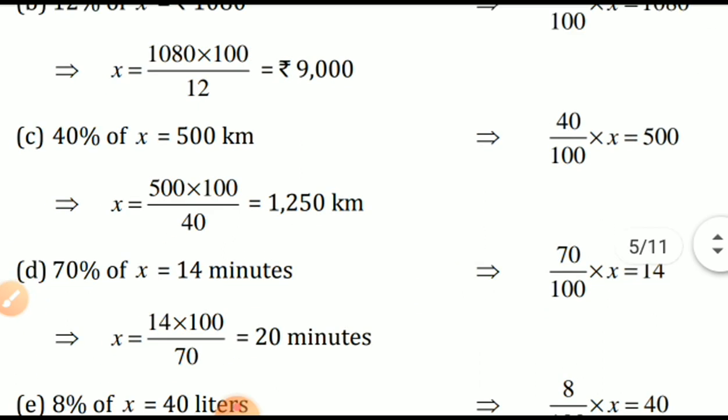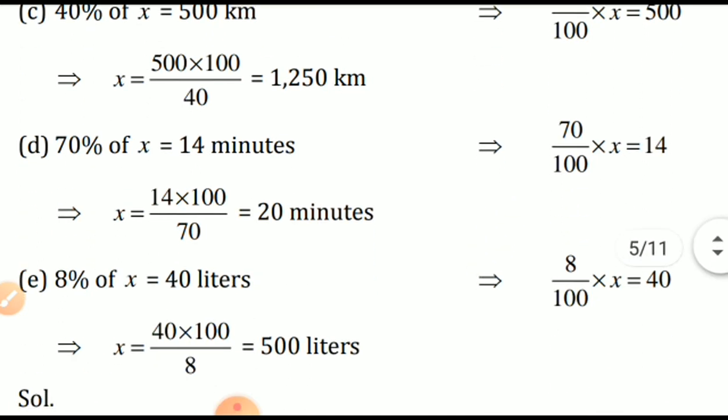D. 70 percent of x is equal to 14 minutes. So 70 upon 100 multiplied by x is equal to 14. x is equal to 14 into 100 divided by 70, which will give you 20 minutes.